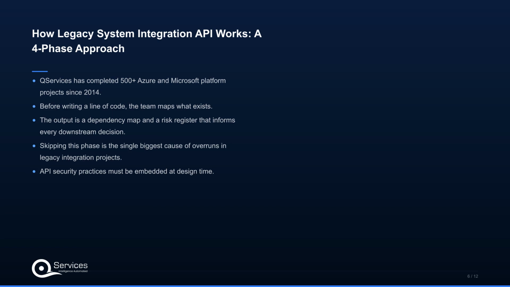Systems that predate modern authentication often have no encryption in transit, hard-coded credentials in application configs, and open database ports on internal networks. The output is a dependency map and a risk register that informs every downstream decision. Skipping this phase is the single biggest cause of overruns in legacy integration projects.